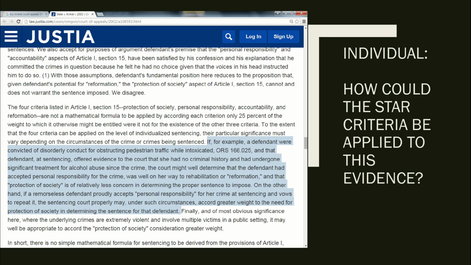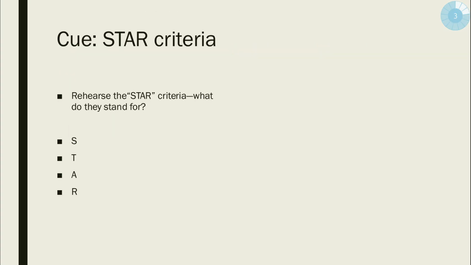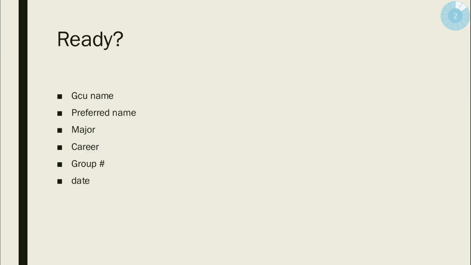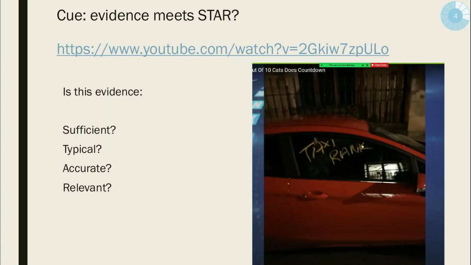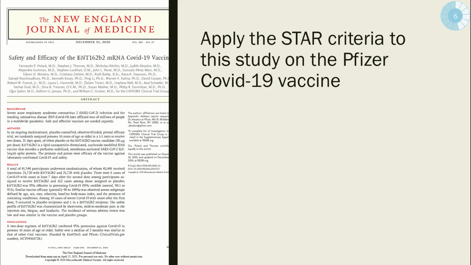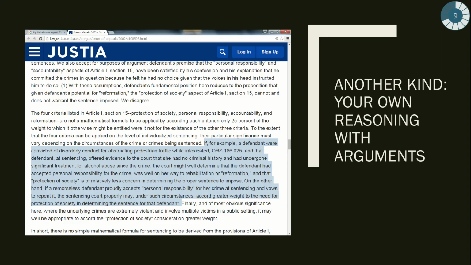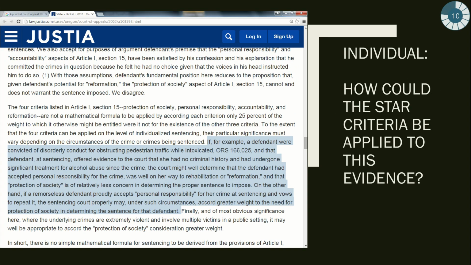And actually, in this case, I think if I remember right, we did two together. I do, we do, you do. I'm sorry, I'm flipping through my slides again a little bit. This first one with the taxi rank, that could be something that I would do. And then the COVID-19 one, I would have them do together in groups. And then the reasoning with the arguments, the hypothetical examples from the court case, I would have them do on their own, just how the STAR criteria might be applied to that evidence.